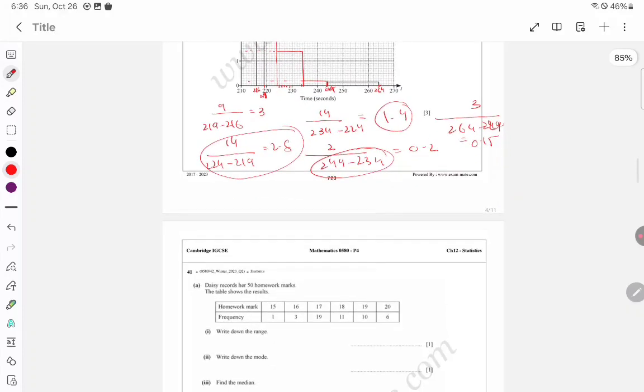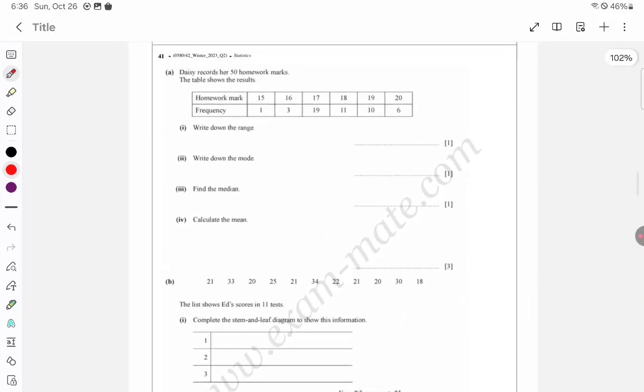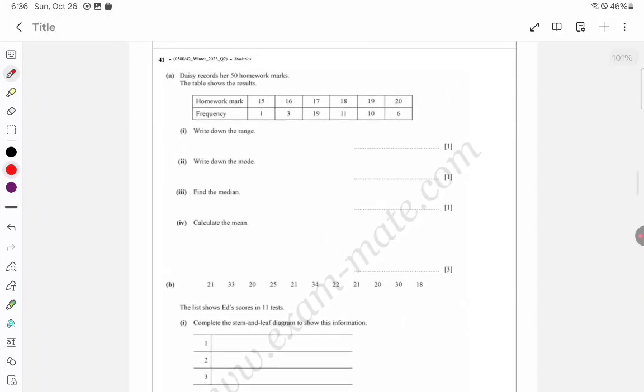Now in question number 41, Daisy reports her homework marks. The table shows the result. Write down the range. In order to calculate the range, we do maximum minus minimum. The maximum value of homework marks is 20, and the minimum is 15. So the range is 20 maximum minus 15 minimum. It is 5, which is our answer.